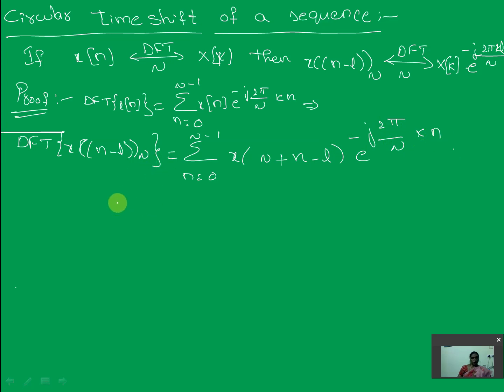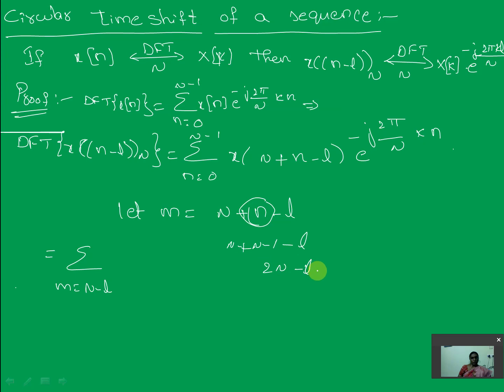So now let m be equal to n minus L. This is equal to summation over m, where the lower limit, if small n is 0, is minus L, and for the upper limit we substitute n = N minus 1, so it becomes N minus 1 minus L. So that is the upper limit.